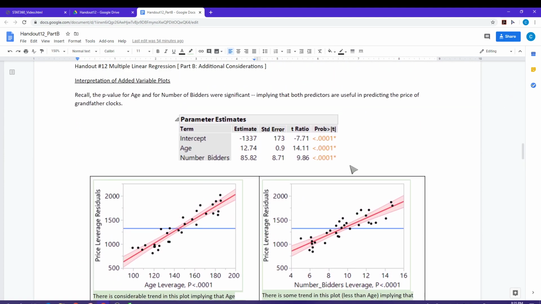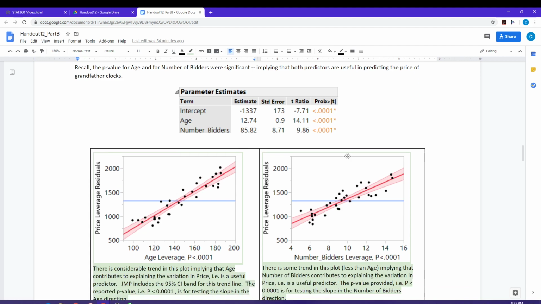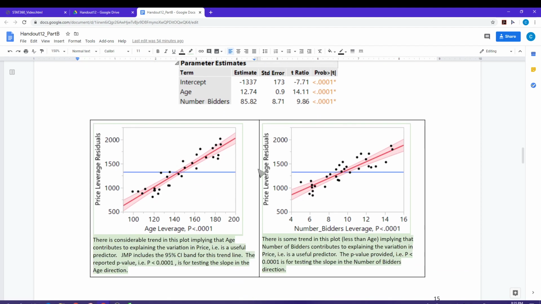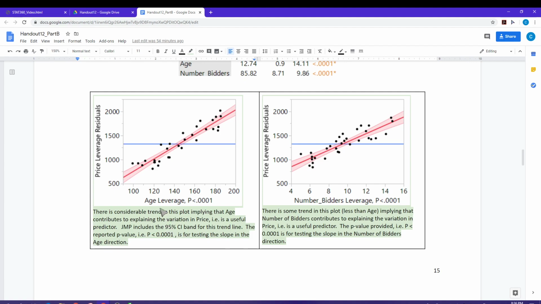In our model, recall that each of the p-values for age and number of bidders were significant. So my added variable plots are going to have a pretty substantial trend in them. So here on the left is the added variable plot for age. You can see that there's considerable trend here. So in other words, age is going to be useful in predicting price for me.